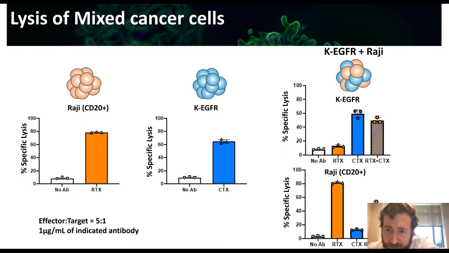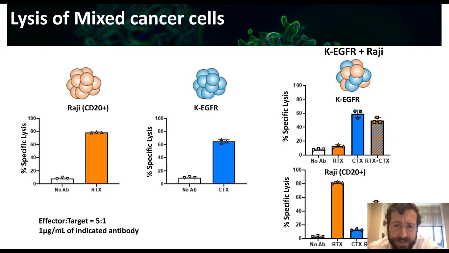And then when we mix the cells, what we see is, on the top plot, we have the killing of only the EGFR cells. And so when we add in cetuximab alone, we see efficient killing of those cells, but not of the CD20 positive cells on the bottom plot. And similarly, when we add in rituximab, which targets CD20, we only see significant lysis of the CD20 positive Raji cells, but not of the EGFR cells. And when we combine both antibodies, we see very efficient killing of both target cell populations. So indeed, this could be a good therapy to target multiple antigens at the same time.